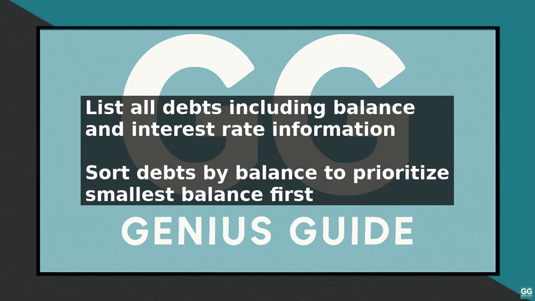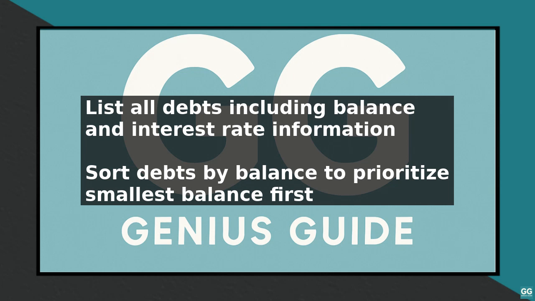The first step is to list all your debts, including credit cards, loans, and other financial obligations. Make sure to include the balance, interest rate, and minimum payment for each debt. Then, sort the list by balance, with the smallest balance first.